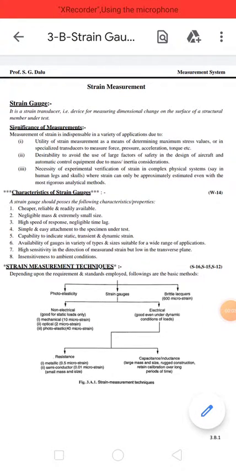Good afternoon, students. This is lecture number 21 of unit number 3. In that, we have completed the pressure measurement.